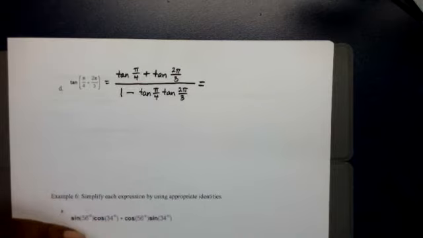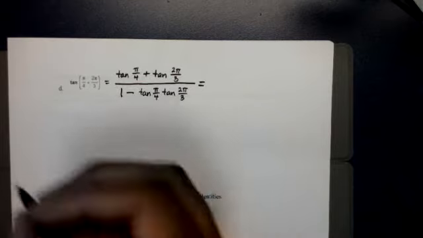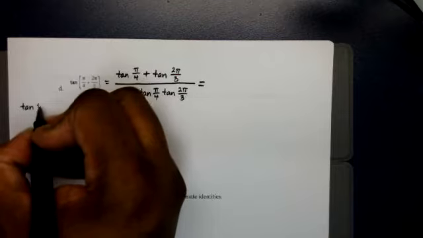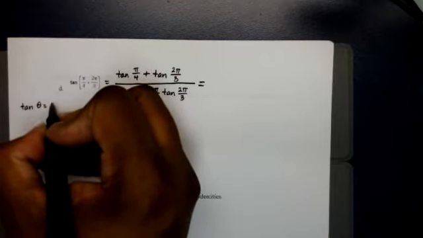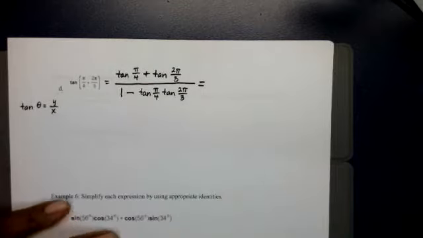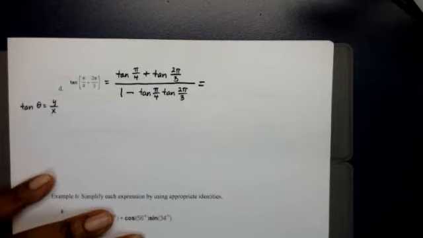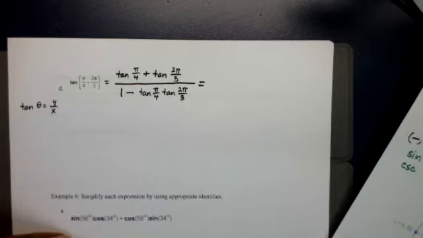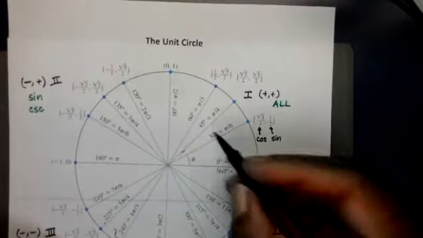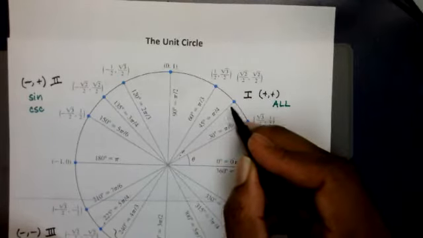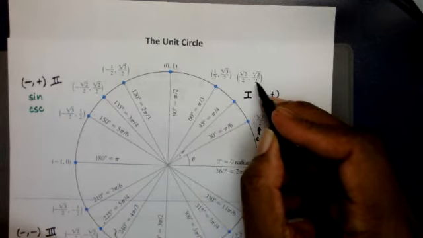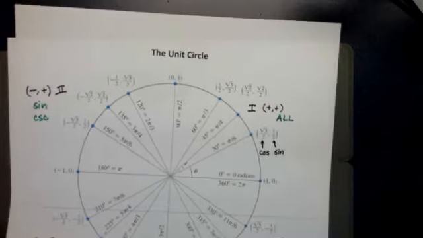Now, if we use that unit circle, we have to know this, that the tangent of some angle theta would be equal to y over x. That's something we need to know. So if we look for pi over 4, it's pi over 4 right here. The y coordinate is the square root of 2 over 2. The x coordinate is also the square root of 2 over 2.